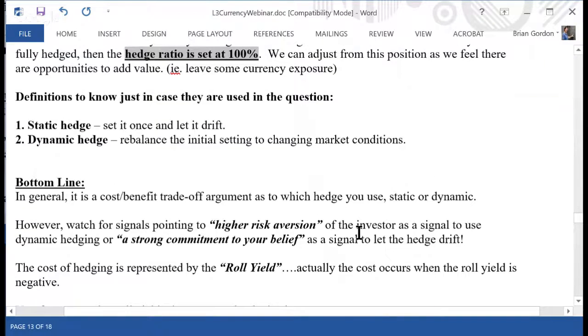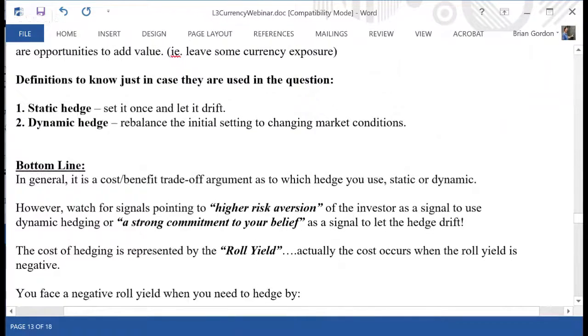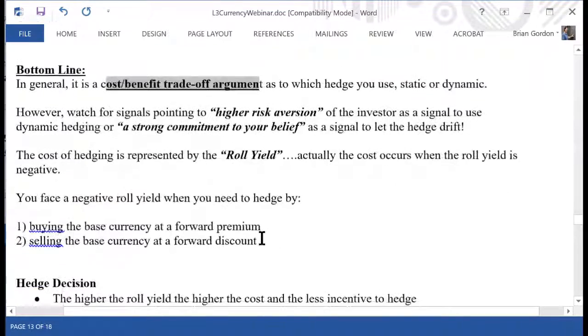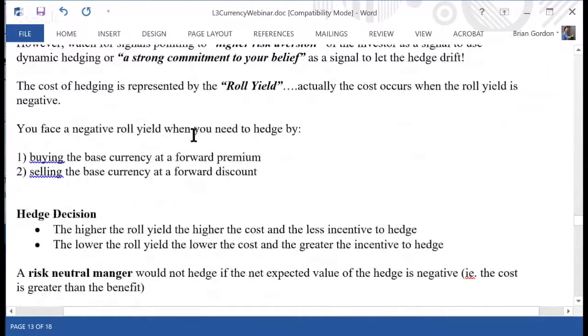Okay, now our textbook gets us into this cost-benefit trade-off, and now it focuses in on a specific area. So let's just demystify this, because it could really show up. It's looking at this roll yield. You're not doing any calculations really in depth. I just want you to think about the roll yield as the cost of hedging. That is the bottom line. So that is what I want you to take away. The cost of hedging is represented by the roll yield.